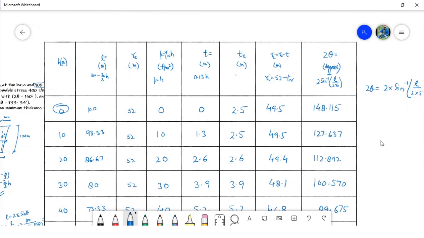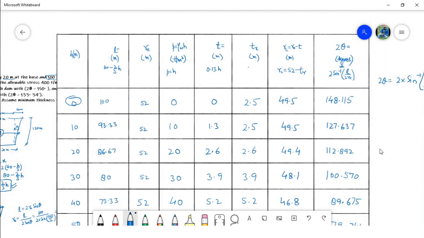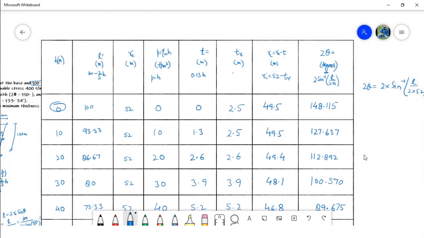So this is how we can design a constant radius arch dam based on the thin cylinder theory. I hope you understood this illustrative example. If you have any problem related to this theory and related to the design of constant radius arch dam, you can ask your question. You can post your questions in the comment, and I'll be happy to answer. Thank you, that's all for now.